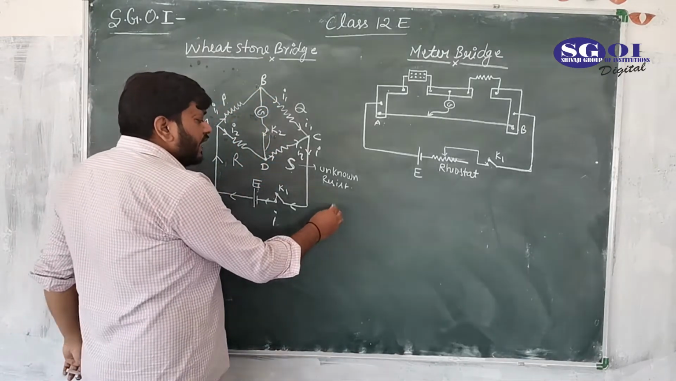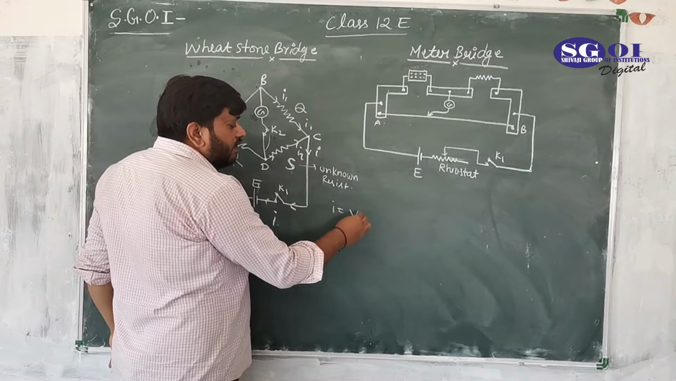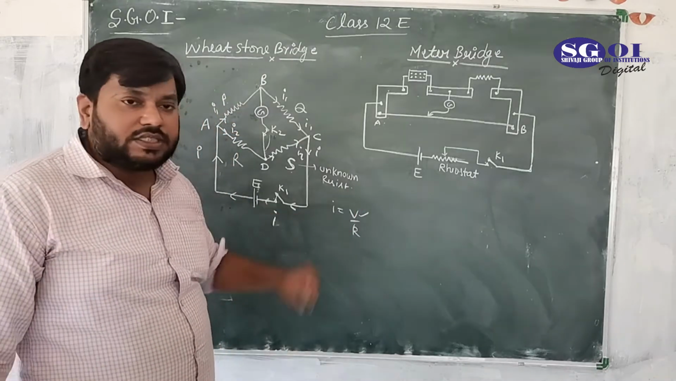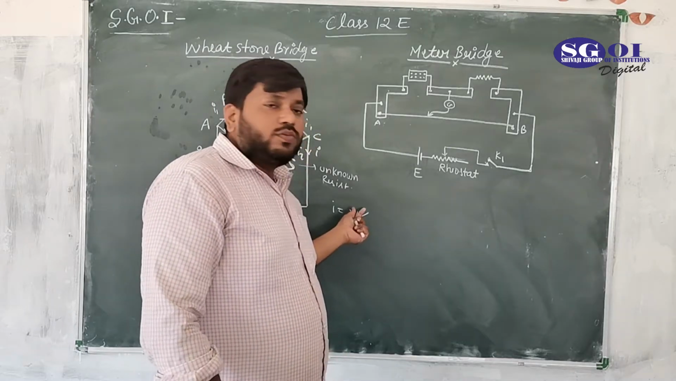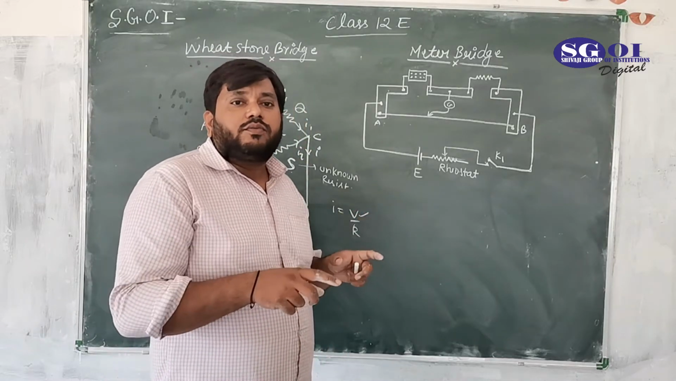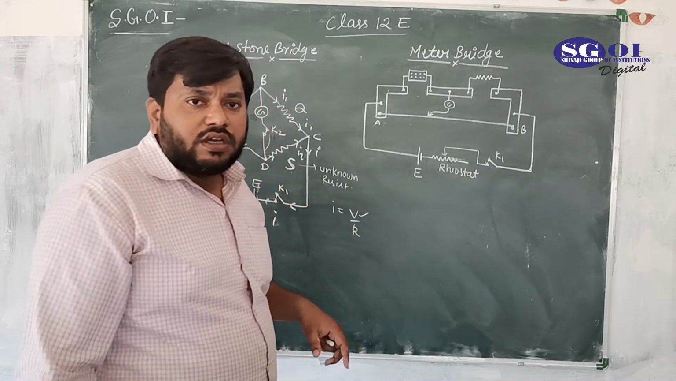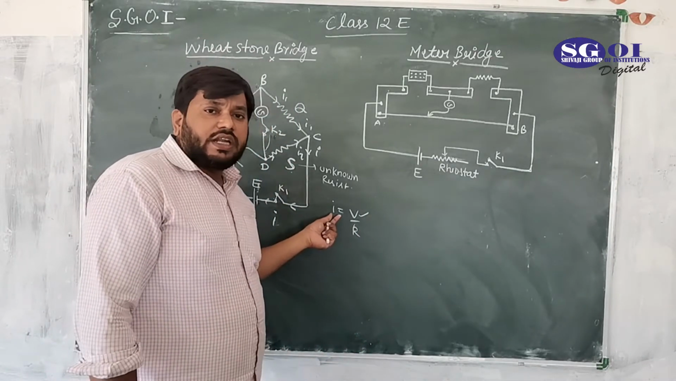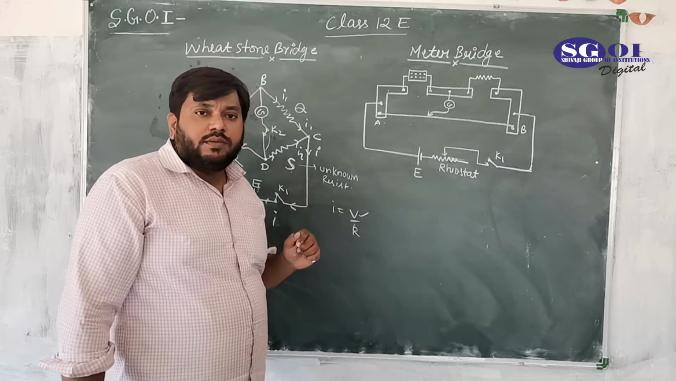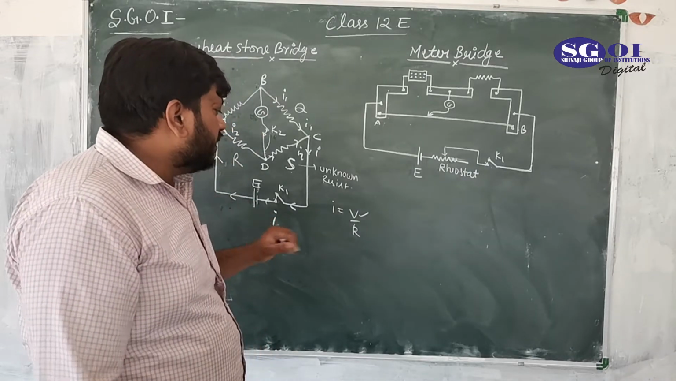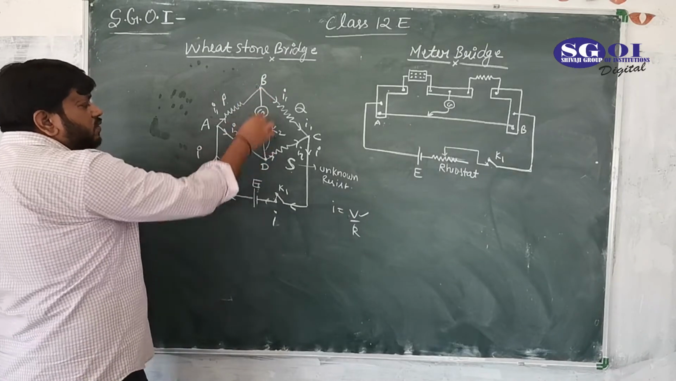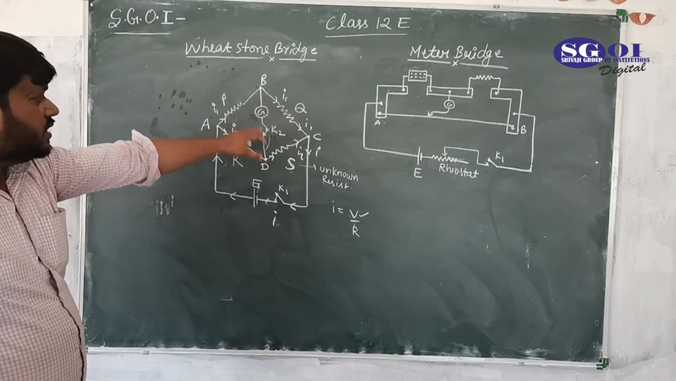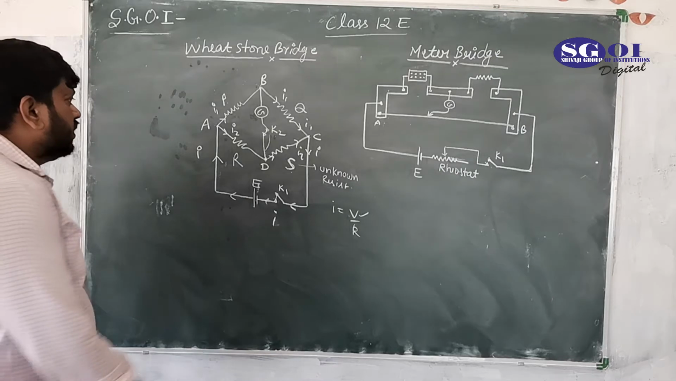And as we know, I equals V by R. Here V is not potential, it is the potential difference. When we state Ohm's law, we say the potential difference across the ends of a conductor is directly proportional to the current I carrying through it, provided the physical conditions remain constant. So this is the potential difference. It means if the potential difference is 0, no current would flow in this particular branch.